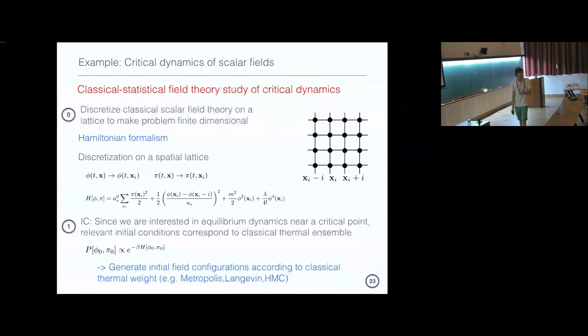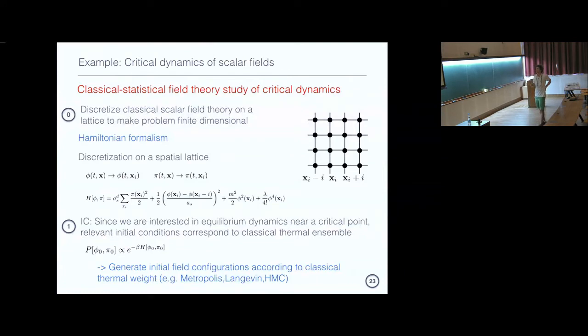Which reproduces what you have in the continuum to a given accuracy. For the scalar field theory, this is actually extremely simple. We have the usual kinetic term, that's just the same. You have the potential term, that's also the same. In this case, the gradient of the field, which is one of the terms, is just replaced by a discrete derivative. So that is step zero. We have now put the theory on a lattice.